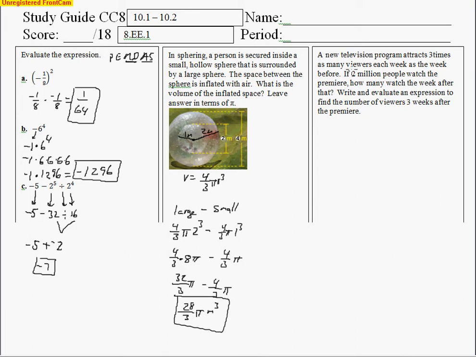So in this next problem here, it says a new television program attracts 3 times as many viewers each week as the week before. There are 2 million people who watch the premiere. The premiere means the starting point, the beginning. And so we start with 2 million people. We're asked to find how many watch the week after that, and then evaluate the expression to find the number of viewers 3 weeks after the premiere. So we're going to start with if there are 2 million people, how many people watch the week after that? So we have 2 million people, and so 2 million.